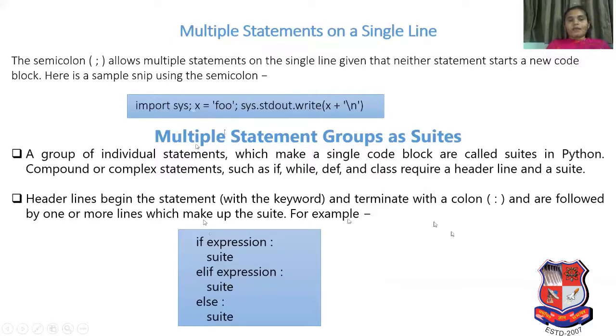Multiple statement groups as suites. A group of individual statements which make a single code block are called suites in Python. Compound or complex statements such as if, while, def, and class require a header line and a suite. You can see the simple example here. For writing this particular suite, we need to use indentation.